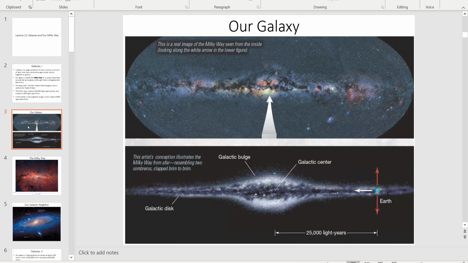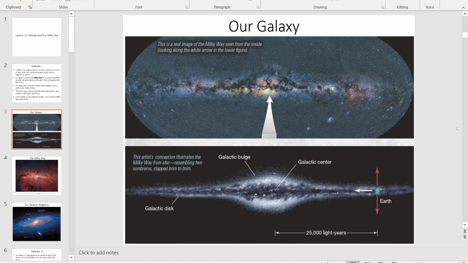Here is a picture or 2 pictures of our Milky Way galaxy. We don't have any pictures of the Milky Way galaxy from outside the galaxy. So you cannot find a picture of the entirety of the galaxy because we live within it, and we cannot send any craft beyond the galaxy. It's too far, essentially. It would take too long for a craft to get there.